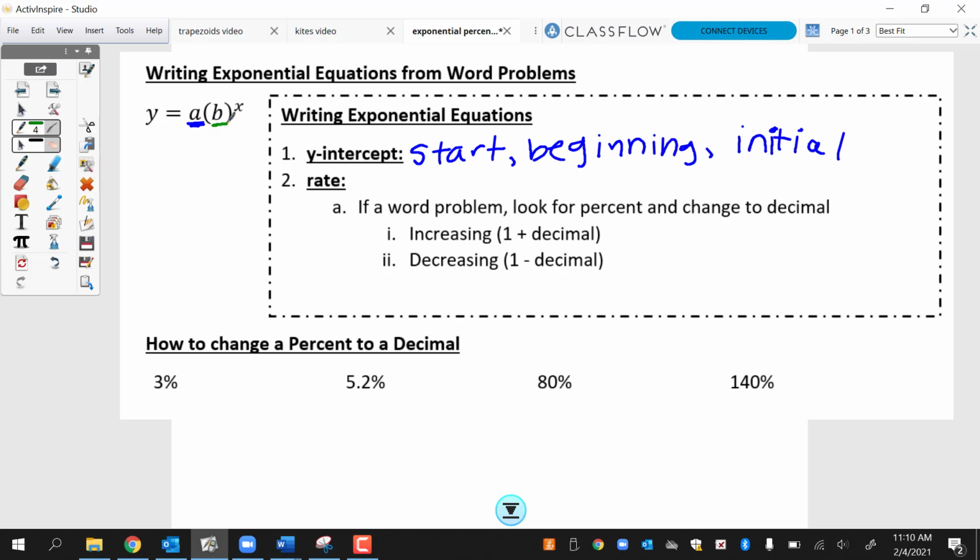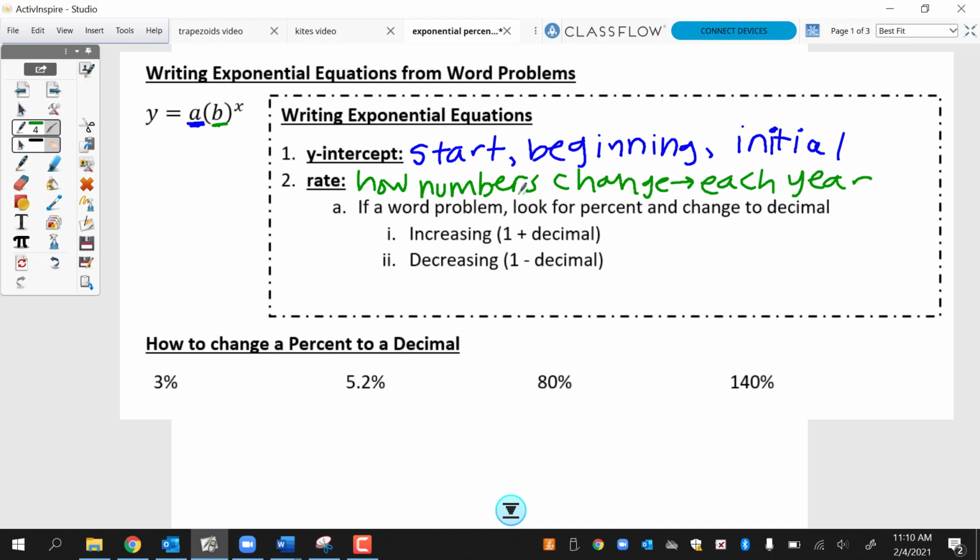The inside, we know, is still the rate, and the rate is how the numbers change. And we'll probably be talking about like each year, most likely. Now, when they tell us this, they can tell it to us as like, oh, it's going to double every year, or triple every year, or half every year. And so we would just use, oh, double means 2, triple means 3, half means a half.